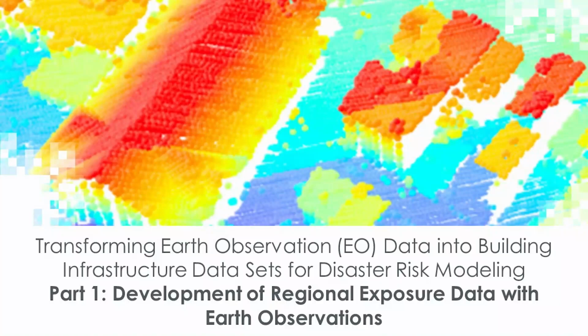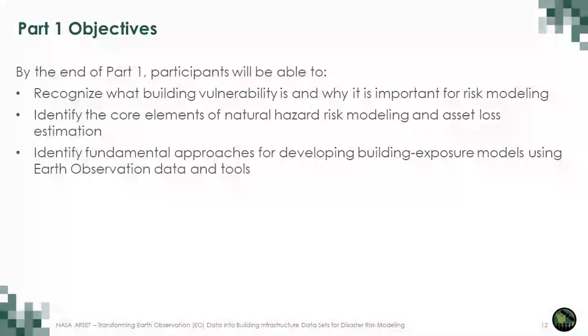Which brings us to part 1, where we will cover the development of regional exposure data with Earth observations. So the objectives for part 1 are that by the end, we hope that participants will be able to recognize what building vulnerability is and why it is important to risk modeling, be able to identify the core elements of natural hazard risk modeling and asset loss estimation, and also identify the fundamental approaches for developing building exposure models using EO data and tools.